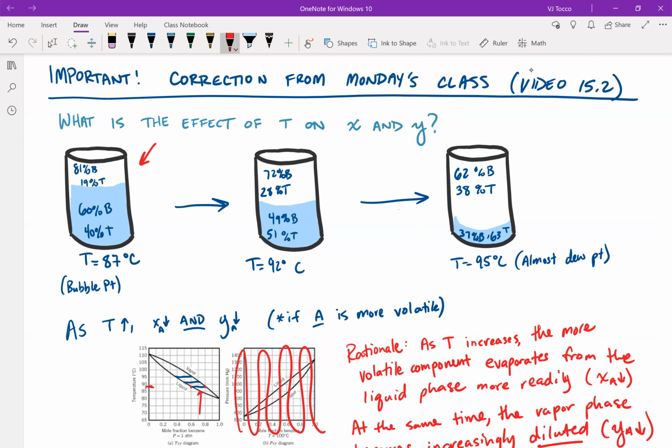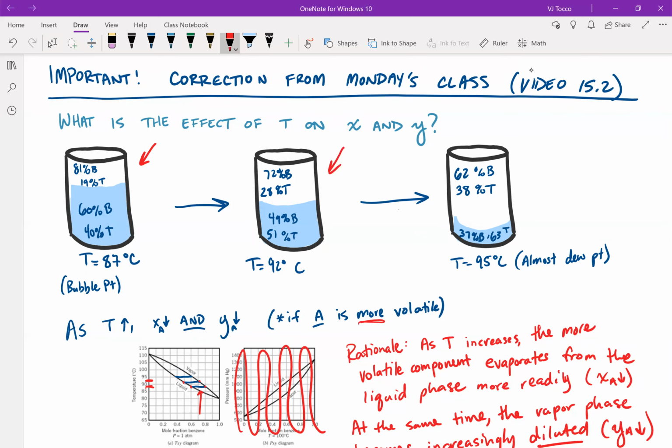Now, if I increase the temperature a little bit more, say to 92 degrees C, now I've got a little bit more vapor forming, and I've allowed the system to come to vapor-liquid equilibrium. So at 92 C, I draw another tie line, and that's the middle blue line there, and I can read the compositions again. So I'm saying that this is 49% benzene, and this one is 72% benzene in the vapor phase. All right, so importantly, XA and YA have both gone down, and it's important to note here that this is only for the more volatile component.